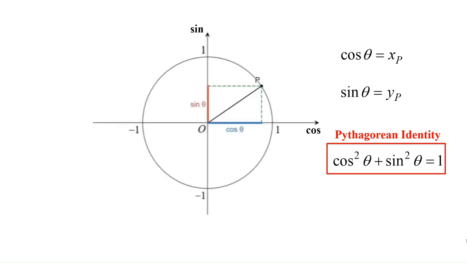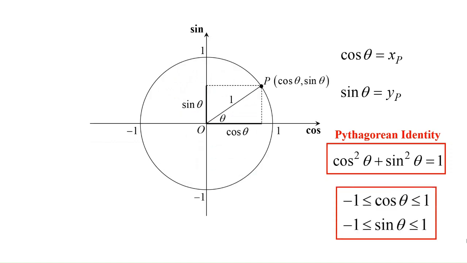Now let's check out this animation. As P moves along the circle for all theta, cosine theta and sine theta are always bounded between a maximum and minimum of 1 and negative 1 on their respective axes. Consequently, cosine theta and sine theta are always between negative 1 and 1 for all theta.